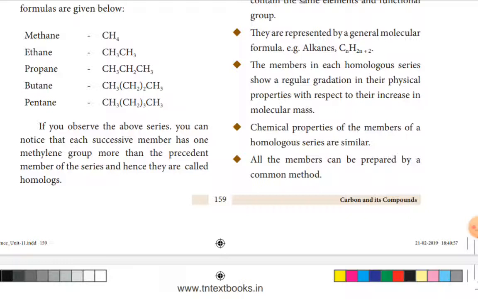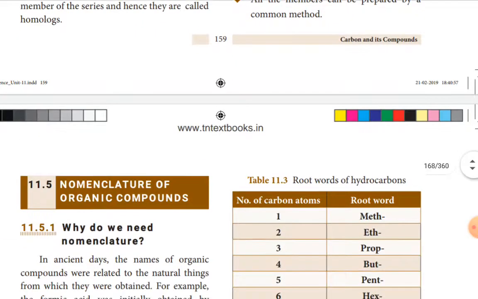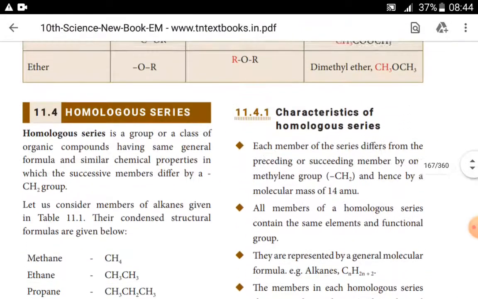Because of this variation in the molecular mass due to the difference of the methylene group, their physical properties also gradually increase. But when you compare the chemical properties, the members are similar. Chemical properties will not change because of the same elements and same functional group. Physical properties change because of the difference in the molecular mass. Then all the members can be prepared by a common method. So these are the important characteristic properties of a homologous series.